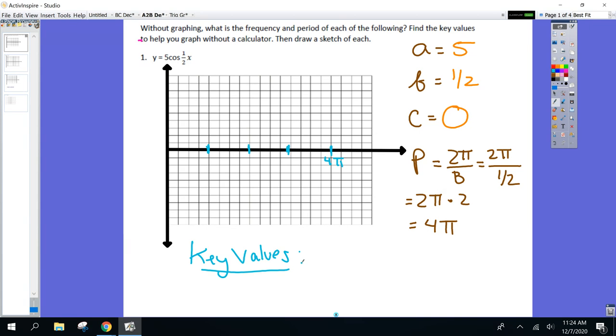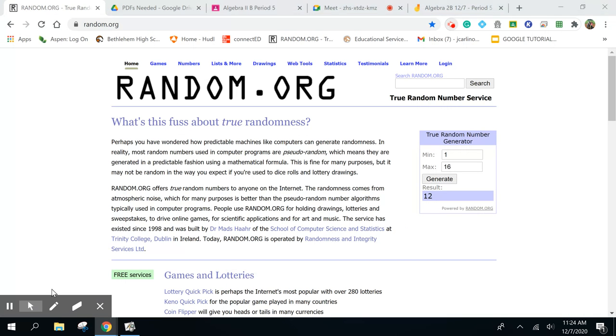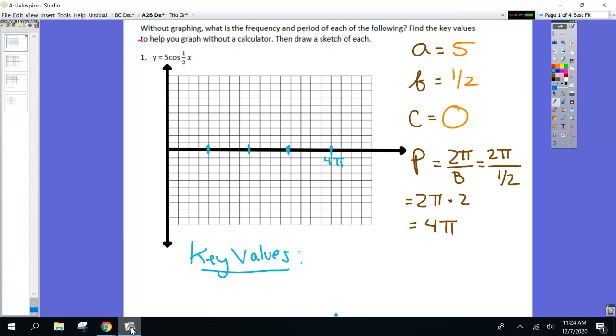Key values. Need help doing that? Here we go, Dan, going back to you. What was the period again? The period was 4 pi. And you remember what I cut it up evenly into? Divided by what for key values? Divided by 4. What do you got for me? 4 pi divided by 4? Just pi. So that means every tick mark you keep adding pi.